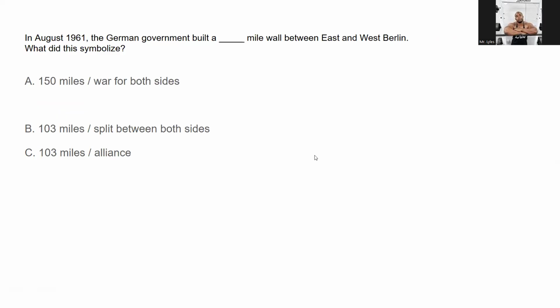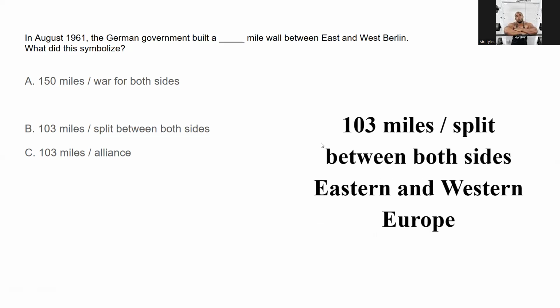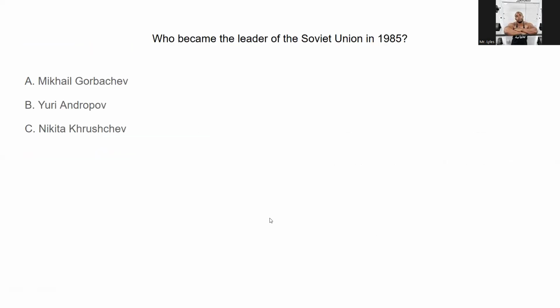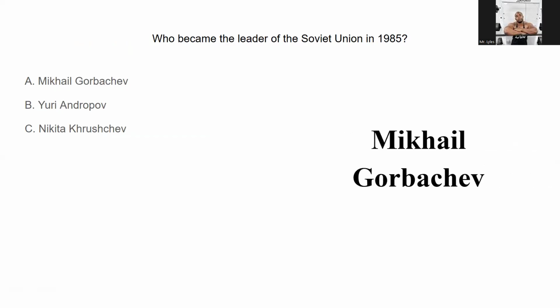In August 1961, the German government built a 103 mile wall between East and West Berlin. What did this symbolize? It split between both Eastern and Western Europe. Who became the leader of the Soviet Union in 1985? I don't like this question because I can't pronounce the name. Mikhail Gorbachev.